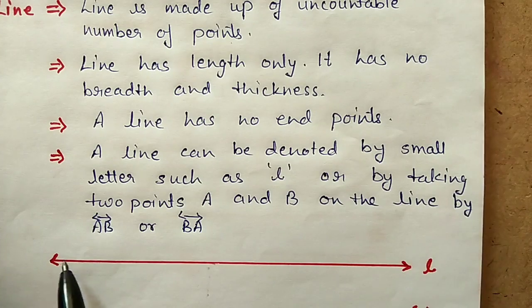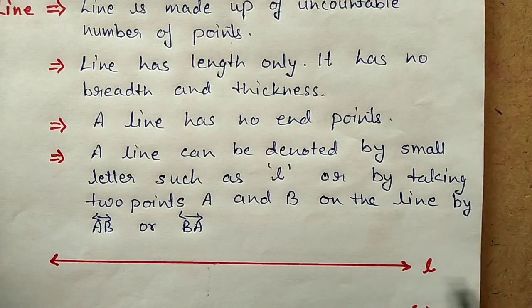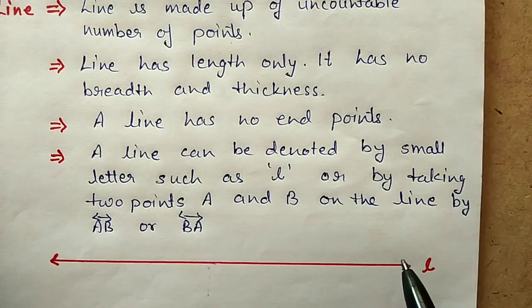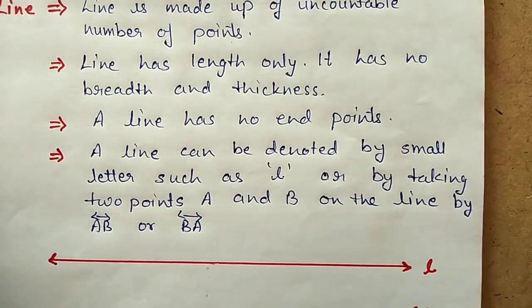You can see here I have drawn one line. We can denote it by a small letter l also. Arrows on both sides should be there. Arrow means this line we can extend in this direction and in this direction, both directions. And it has only the length; height and breadth are not there.